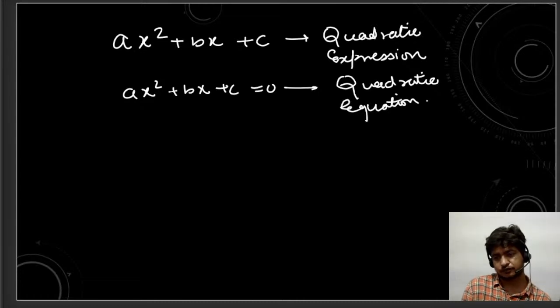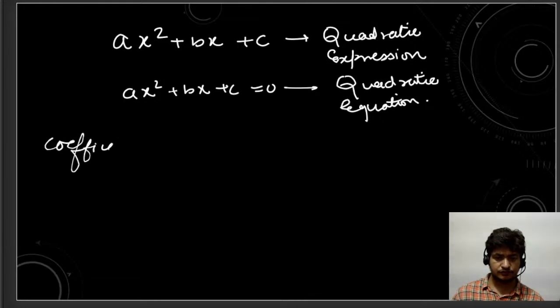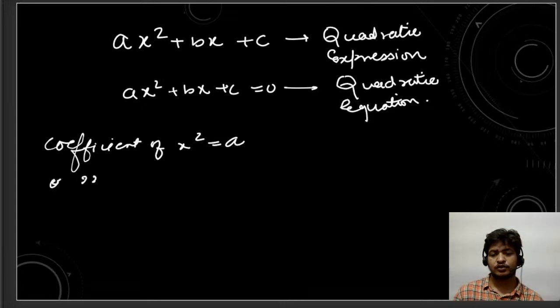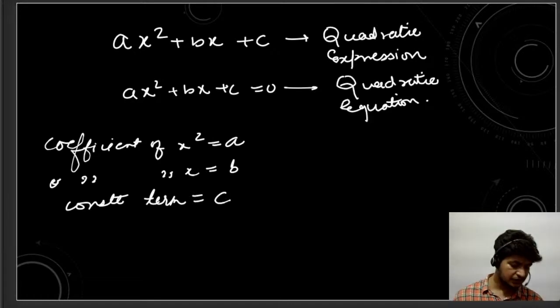Now, the first thing you can see: what is the coefficient of x square? That is a. What is the coefficient of x? I can write this as b, and the last one, the constant term, I can write as c. So the coefficient of x square is a, the coefficient of x is b, and the constant term is c.